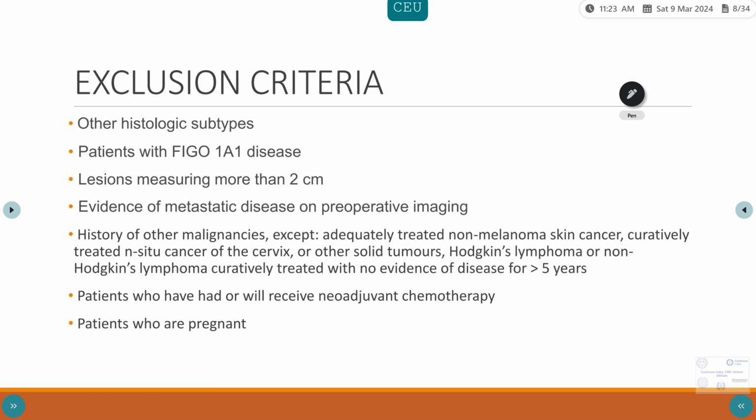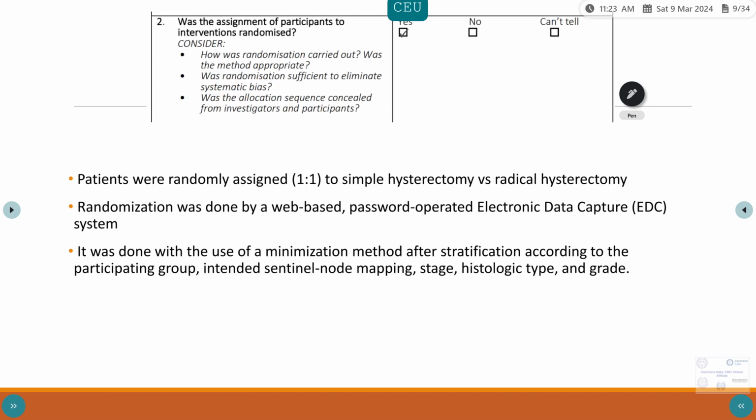The second question was, was the assignment of participants to the intervention randomized? So they were randomized 1:1, one to the intervention arm, which is simple hysterectomy, and the other to radical hysterectomy. It was done by a web-based, password-operated electronic data capture system.